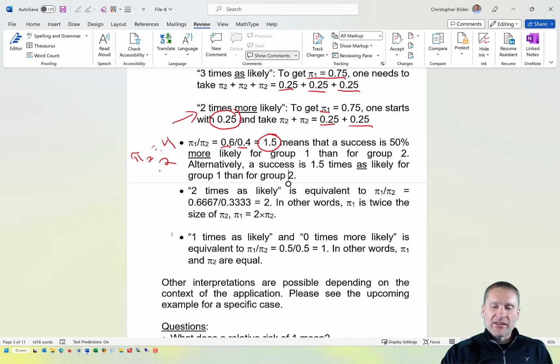Instead, I could say a success is 1.5 times as likely for group 1 than for group 2. I also have some other examples here to help you with the interpretation as well. Read those on your own.